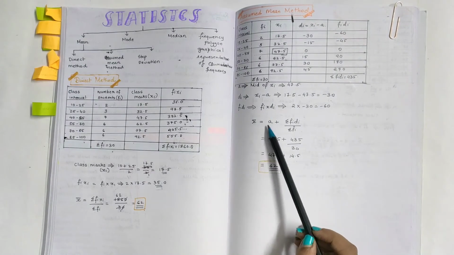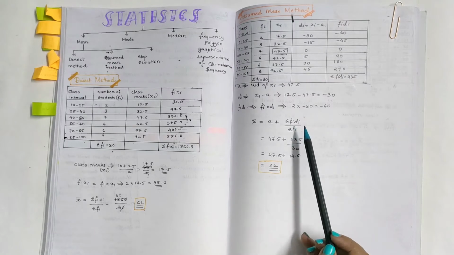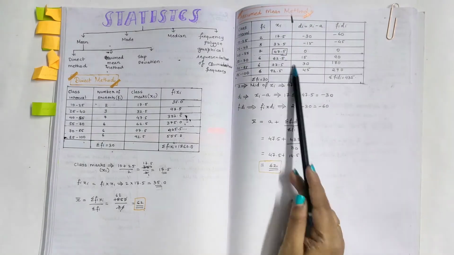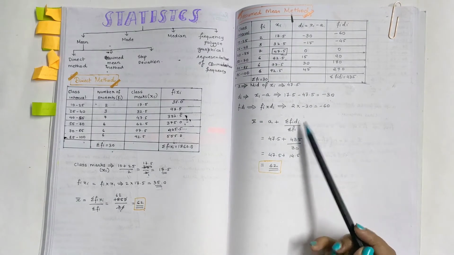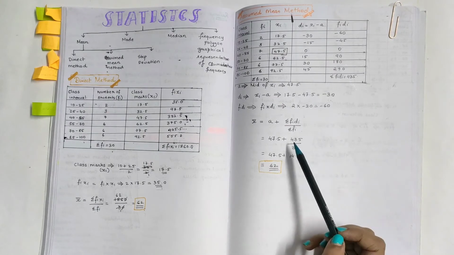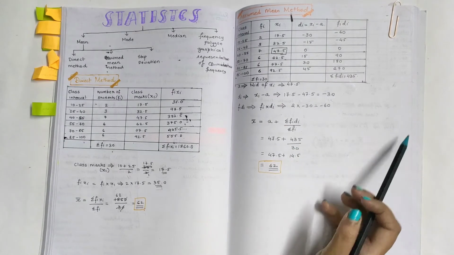Then to find the mean, the formula is the assumed mean a plus sum of fi di upon sum of fi. So a is what we have taken over here, that number will come. Sum of fi di is this and sum of fi is this. Then divide this first and then add with this, so you get your final answer.